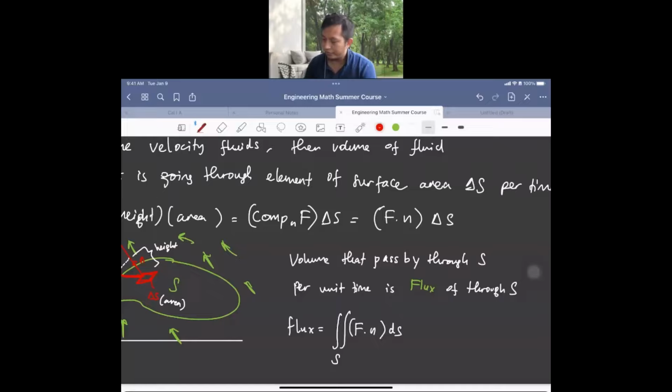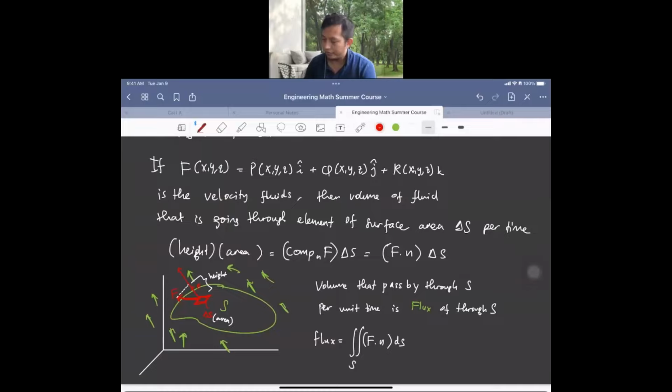Okay. And this is surface integrals. And I think we can just continue and maybe focus the exercise on Friday. So the next section is the Stokes theorem. Okay, if you have any questions, please type in.